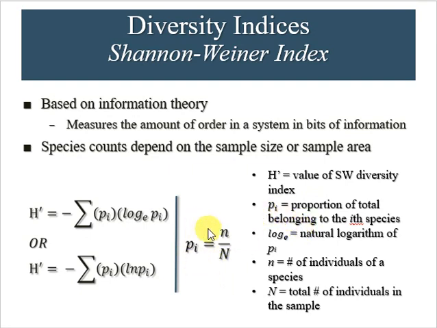In order to calculate the proportion of the total, you take the number of individuals of a species and divide it by the total number of individuals in the sample, right? So if you had, we'll say, 3 individuals of one species, and in total there's 12 individuals in the sample, you use that to calculate pi, so pi there would be 0.25.